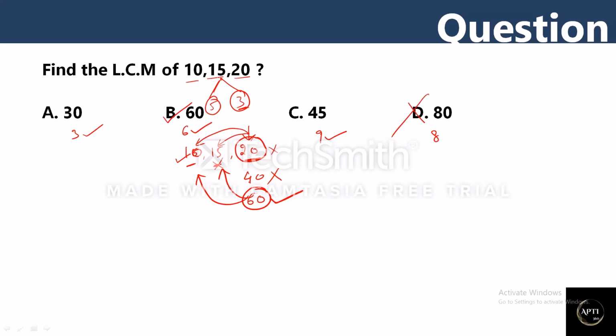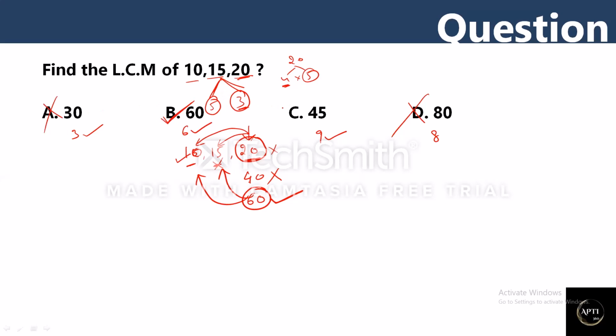Now for 15, three options are satisfied. Now for 20, what is the divisibility rule of 20? 4 and 5. We have already cross checked with 5, so we need to check with 4. Is 30 divisible by 4? No. Next, is 60 divisible by 4?